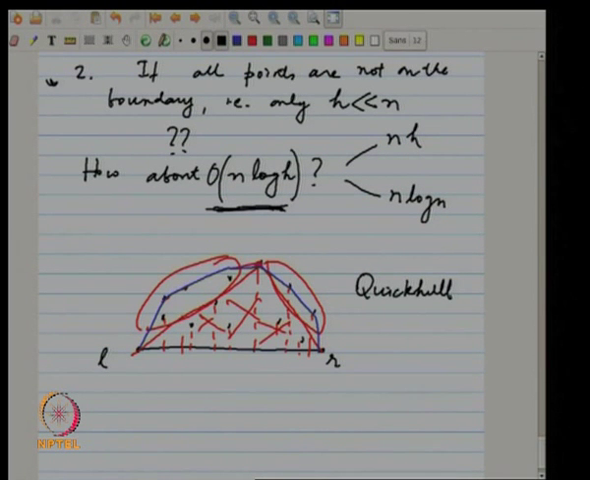So, quick hull was discovered even before this Graham scan etc. were discovered. Now, what do you think should be the running time of quick hull, this kind of quick hull?